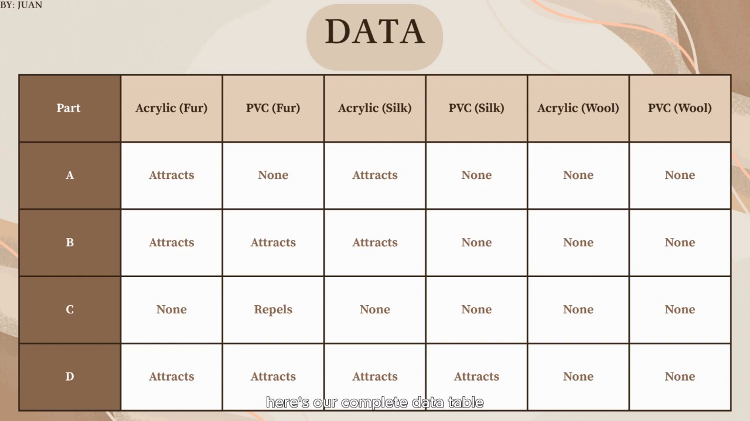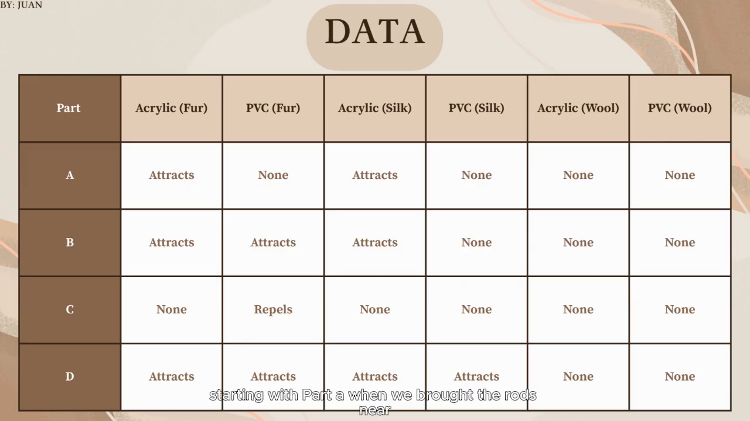Here's our complete data table, which summarizes the results from parts A through D of the lab. The rows show the different parts of the experiment, and the columns show which rod and cloth combination we used. Each box describes whether the interaction was attraction, repulsion, or if no noticeable effect occurred.